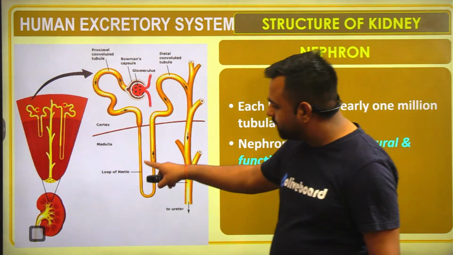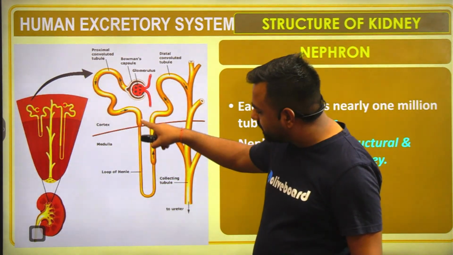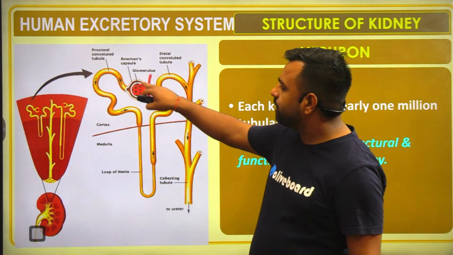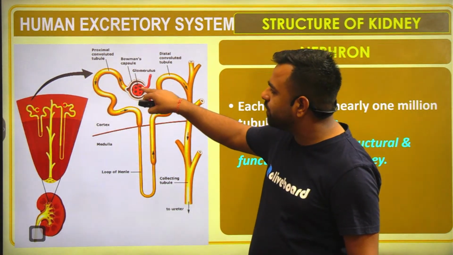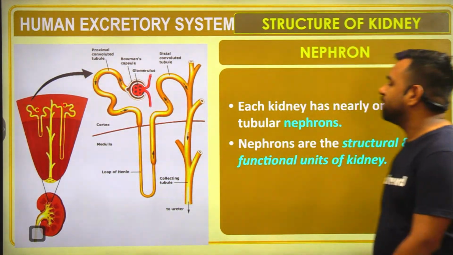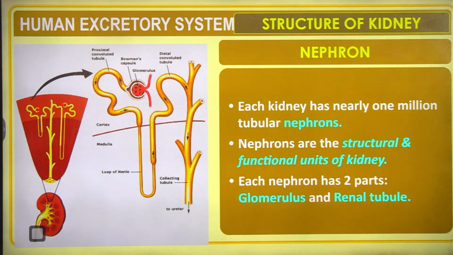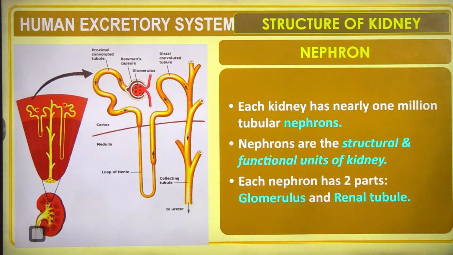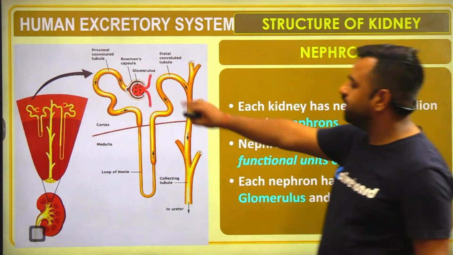So here we have this loop of Henle. This is the descending limb. This is the ascending limb. That's glomerulus. This is the Bowman's capsule, and this is the location where ultrafiltration takes place. Okay, so this is the structure of nephron. Here, each nephron has two parts: glomerulus and renal tubule. So glomerulus, that's present here, right?